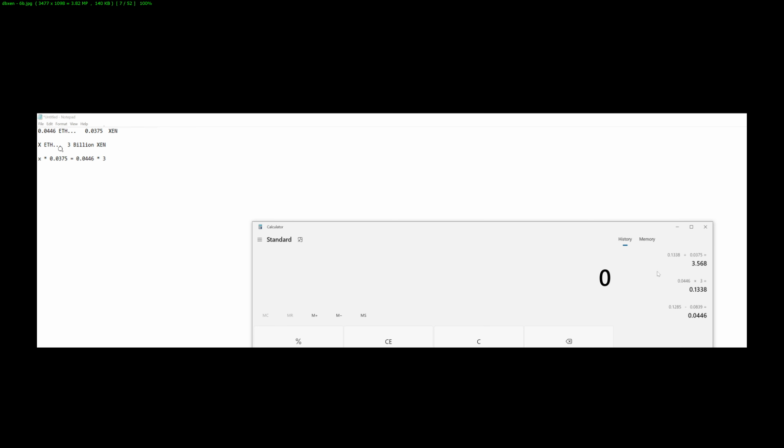So this amount of ether for 37 million Zen. What would it cost me to burn 3 billion Zen? You would multiply these two numbers, x and 0.037, on one side, and on the other side it would be these two numbers. But to get x, you would then divide these two numbers by this.